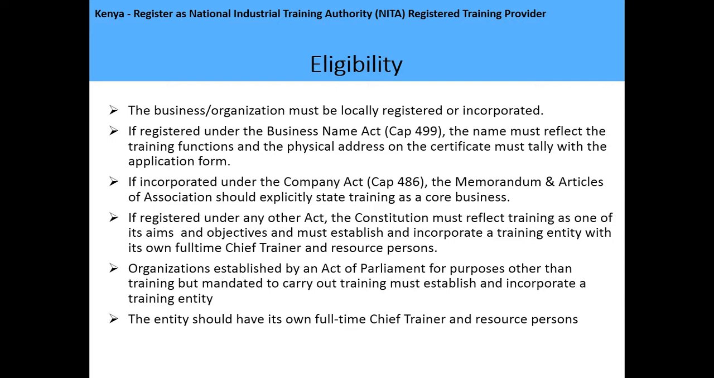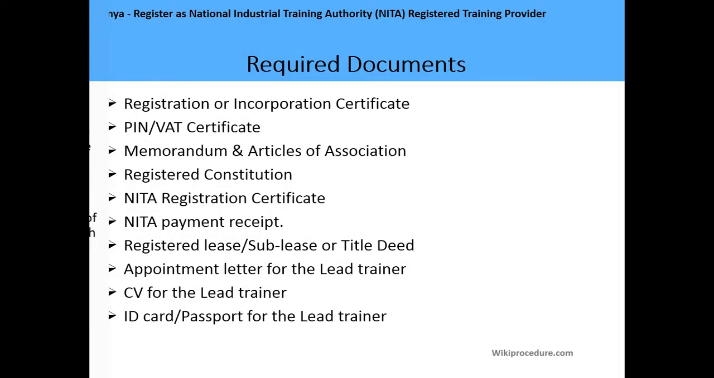If registered under any other act, the Constitution must reflect training as one of its aims and objectives, and must establish and incorporate a training entity with its own full-time chief trainer and resource persons. Organizations established by an act of parliament for purposes other than training but mandated to carry out training must establish and incorporate a training entity, and the entity should have its own full-time chief trainer and resource persons.